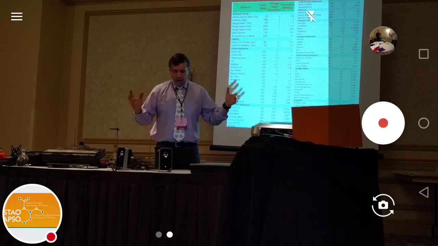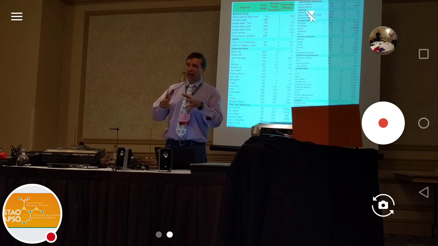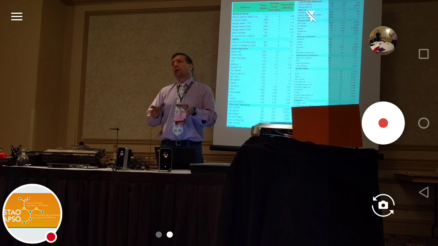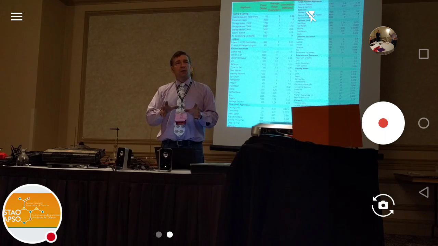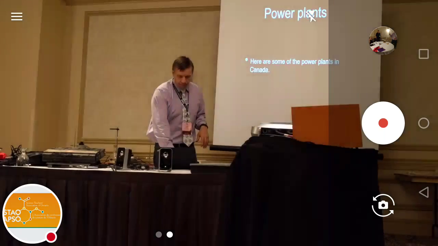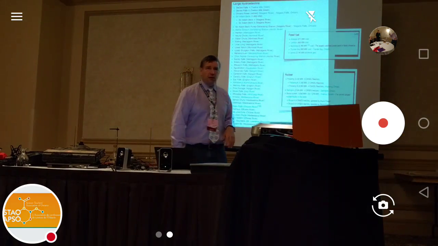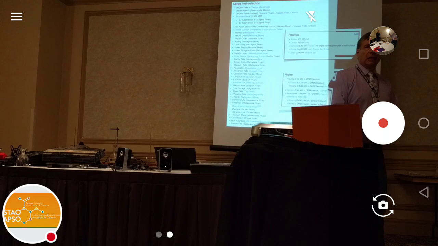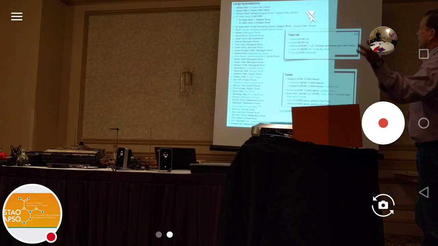So again, that's what you need. When you're looking at conserving energy in your home, you're looking for anything that generates heat or makes lots of noise. Okay, here are some of the power plants. You can Google these all you want. There are lots of different power plants everywhere.